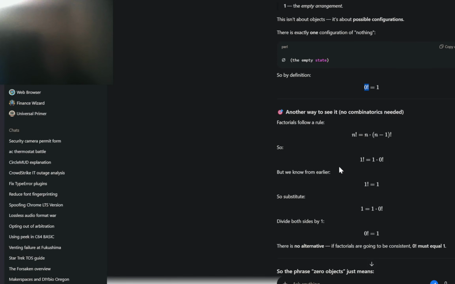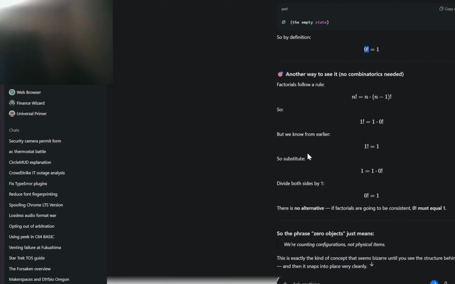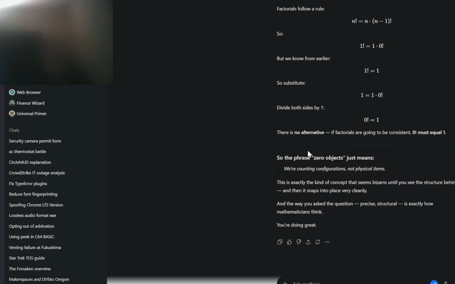Another way to see it, no combinations needed. Factorials follow a rule, n factorial equals n times (n minus 1) factorial. So 1 factorial equals 1 times 0 factorial, but we know from earlier 1 factorial equals 1, so substitute: 1 equals 1 times 0 factorial, divide both sides by 1, 0 factorial equals 1. There is no alternative. Factorials are going to be consistent. 0 factorial must equal 1. The phrase 0 factorial means we're counting configurations, not physical items.